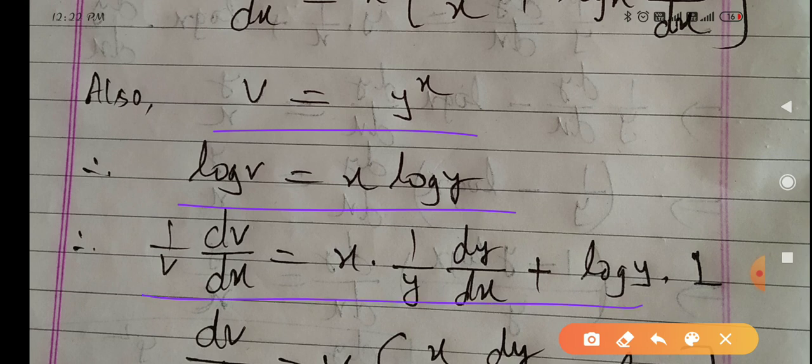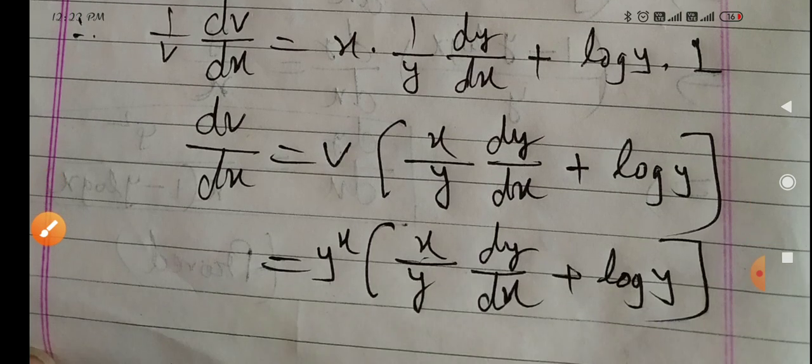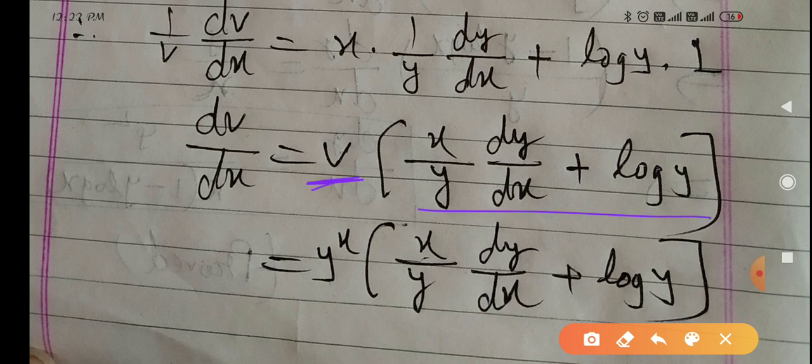Differentiate both the sides: 1 upon v dv upon dx equals x same, differentiation of log y, 1 upon y dy upon dx, plus log y same, differentiation of x is 1. Take v to the RHS and write the terms of the RHS same: x upon y dy upon dx plus log y. The value of v you can put as y to the power x, bracket start x upon y dy upon dx plus log y, it is same.